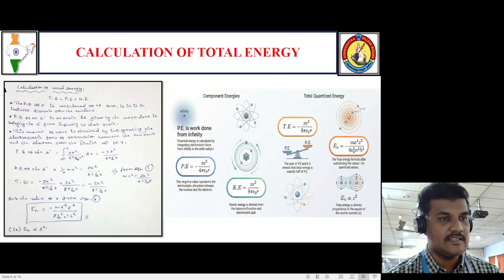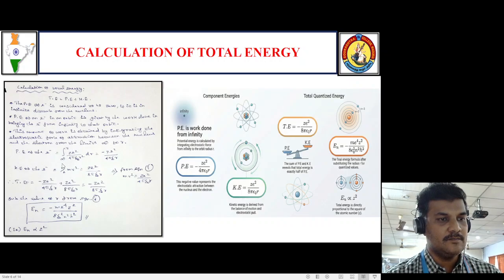And from that relationship he has derived the total energy value. We all know the total energy is equal to the combination of potential energy and kinetic energy. The potential energy is nothing but the work done in bringing the electron in an orbit from infinite distance to that finite level, which is called potential energy. So we are doing work from infinity to that particular orbital r value.